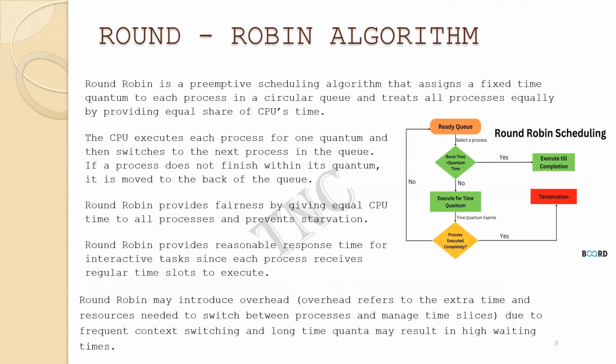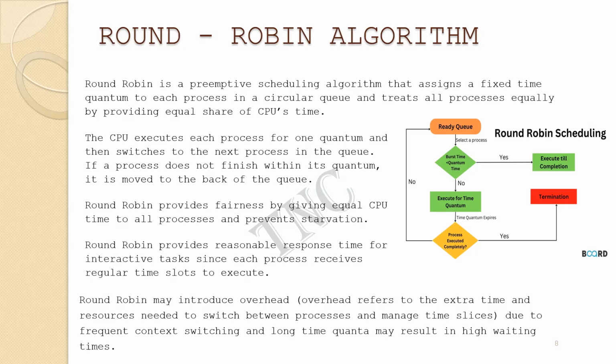Priority scheduling consists of two types: one is non-preemptive and another one is preemptive. But round-robin is only a preemptive scheduling algorithm. It assigns a fixed time quantum to each process in a circular queue and treats all processes equally by sharing the CPU time. The CPU executes each process for one quantum and then switches to the next process in the queue. If a process does not finish within its quantum, it is moved to the back of the queue.